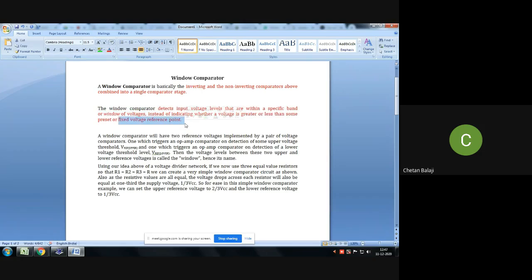I'll show you the circuit diagram, then I think you will understand much better. The next thing is that you'll have two reference voltage levels. For a pair of voltage comparators you'll have two reference voltages, which is also in the circuit itself. One is called V reference upper, the reference voltage upper point, where the output should trigger. And the one which triggers at the op-amp detection lower is called V reference lower level.